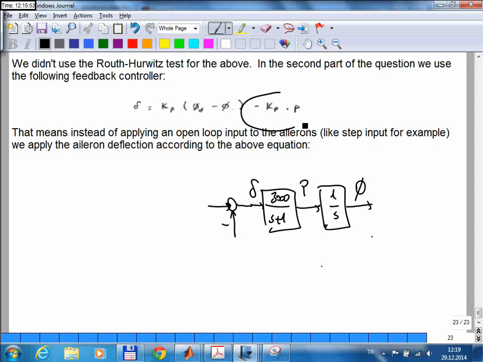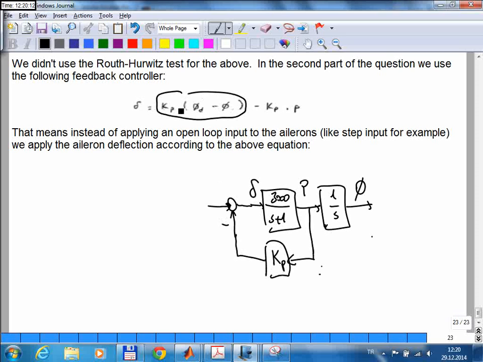The second term is P times Kp. So P is here. I get that P from there, multiplied with Kp and subtracted here. Okay, so this negative side is due to that negative side. Then I should be adding this into that summation junction. Kp times phi desired minus phi.